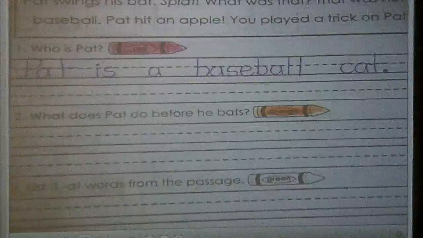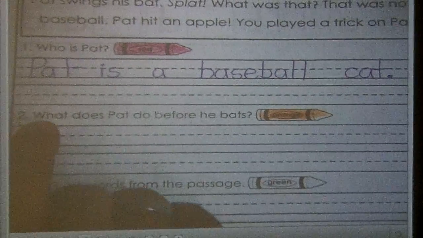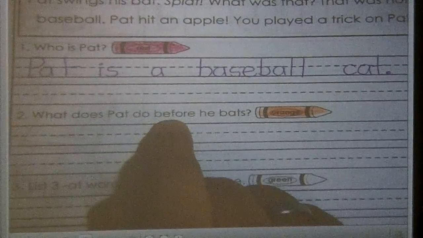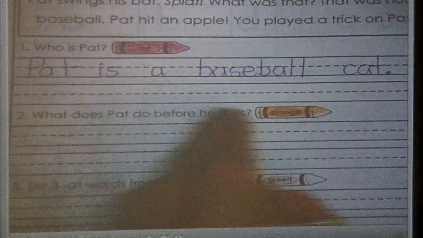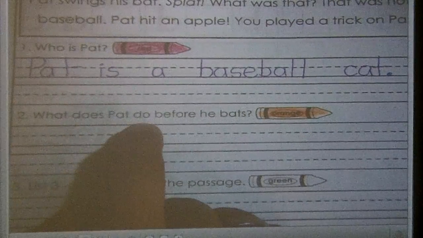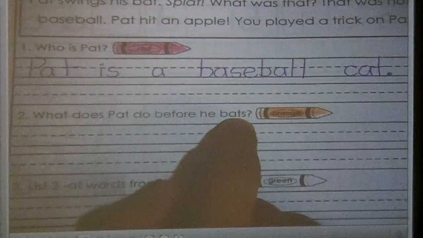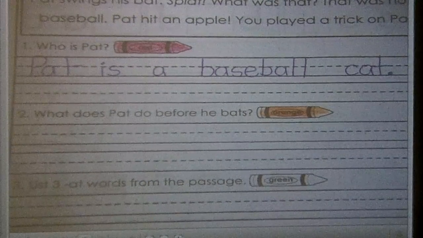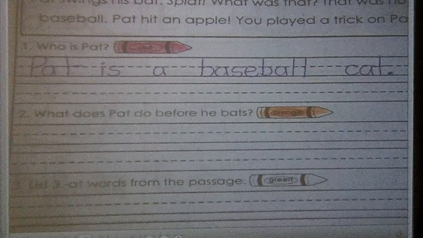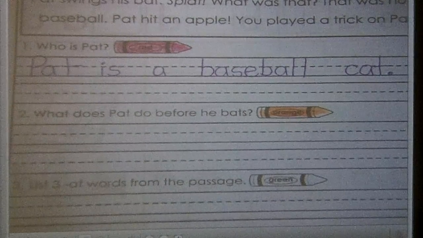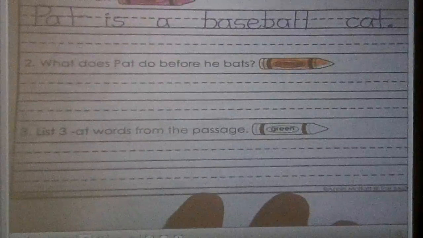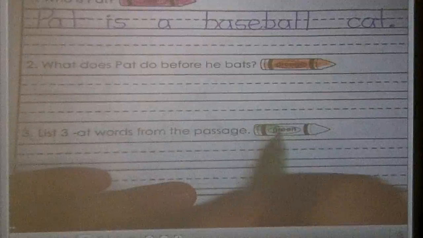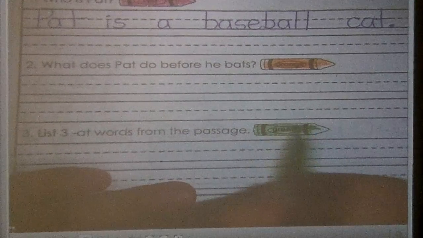And let me read the question to you. What does Pat do before he bats? Again, what does Pat do before he bats? So I want you to go back to the story and underline the answer to what he does before he bats. And question number 3, we are going to find that answer, and you are going to underline it with your green crayon.